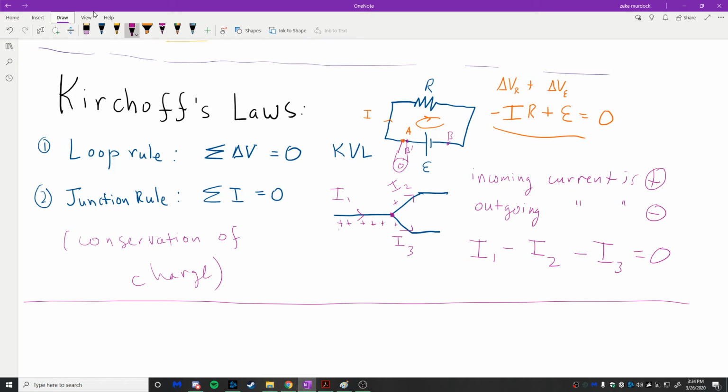Okay. Do these 2 laws make some kind of sense to you guys? To where we can start using them to solve problems? You guys want to ask questions at all, or?